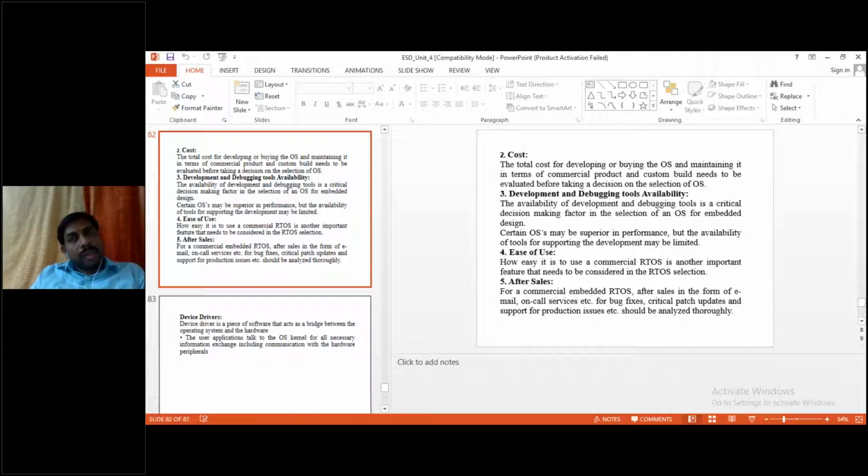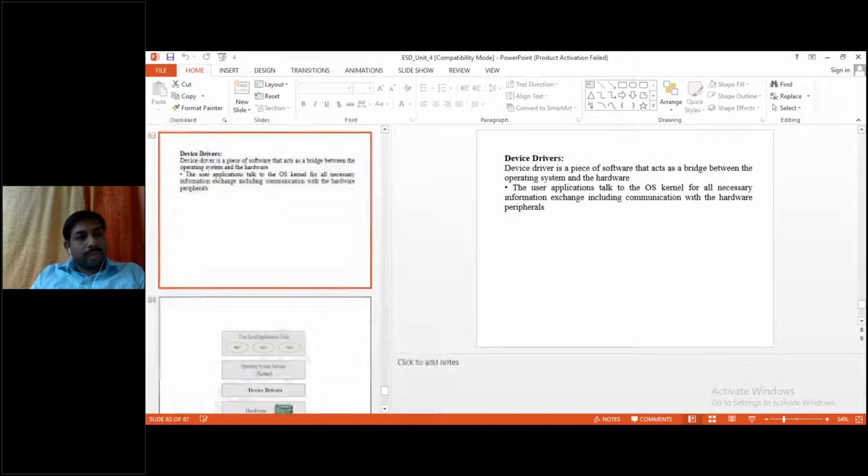Development and debugging availability is also one parameter, along with ease of utilization of the RTOS compared to existing RTOS. And after sales, there must be fewer bugs. Critical path updates and support for production issues must be analyzed thoroughly.